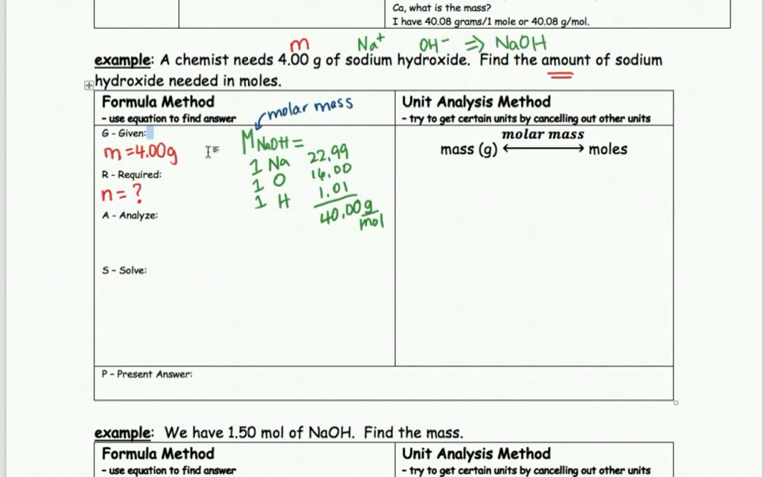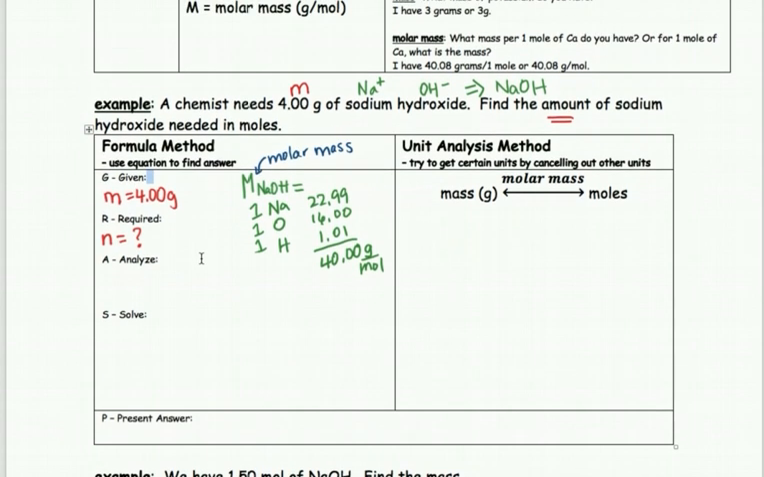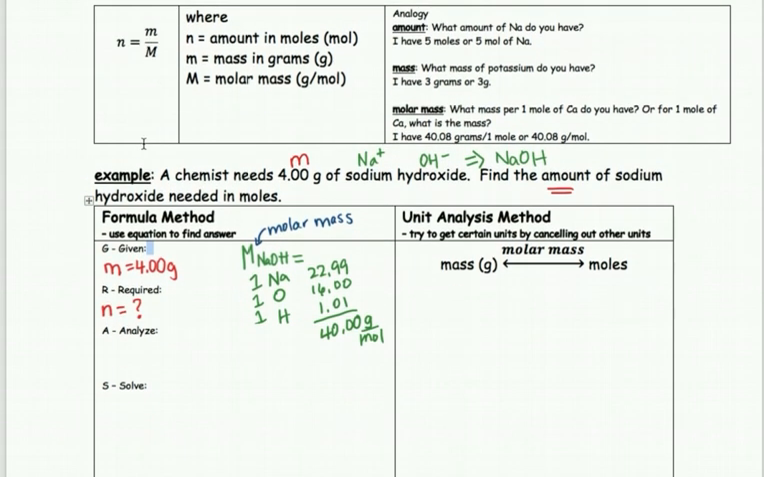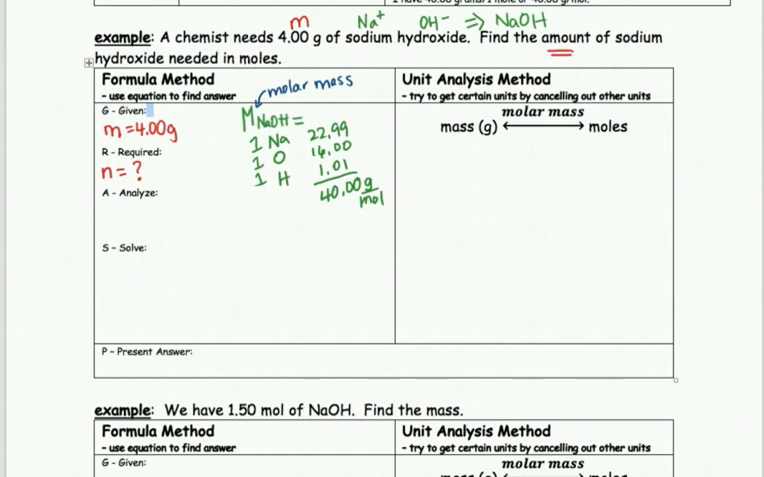So those are the 2 things that are given. Molar mass is always given, so you just have to find it. And make sure you have all the digits. N is the number that we have to find, which is the amount. So our analyze step is to go and look at the formula here, and we're going to use that formula.